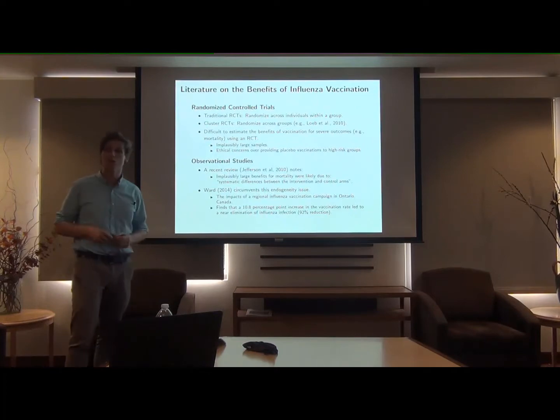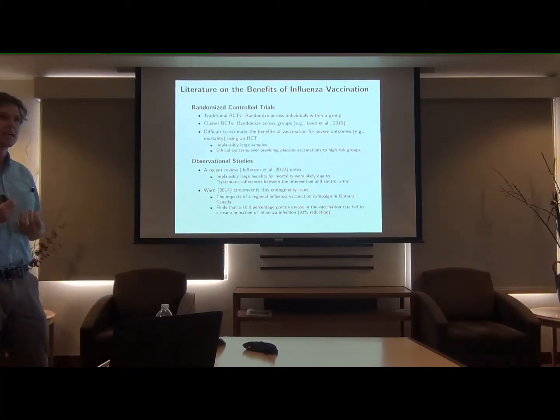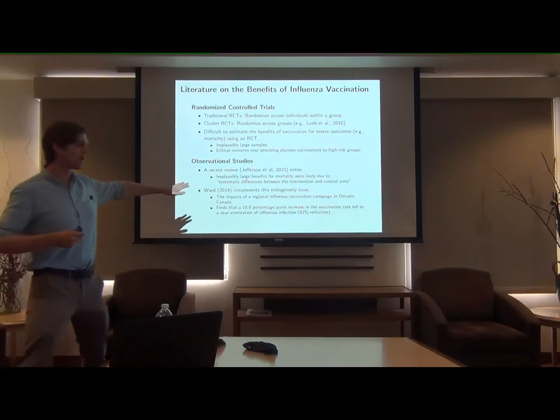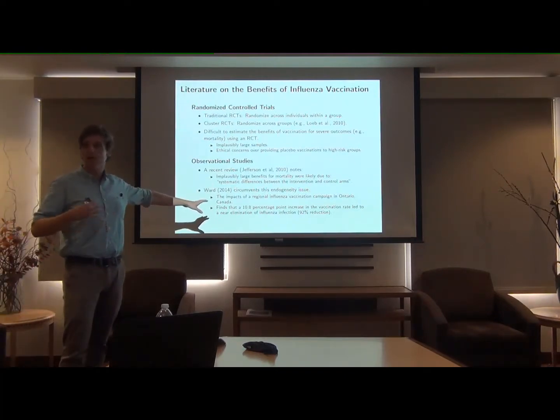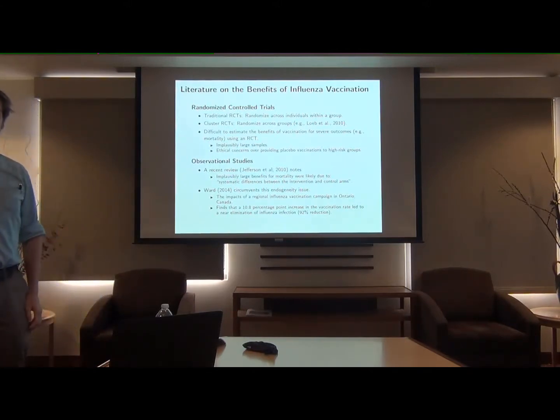All right, so the strategy that I'm going to be using, the main advantage that I have, is that I'm going to be able to exploit not variation in just one province in a couple of years. I'm going to be able to exploit variation across all 50 states in the United States and across 22 influenza seasons.